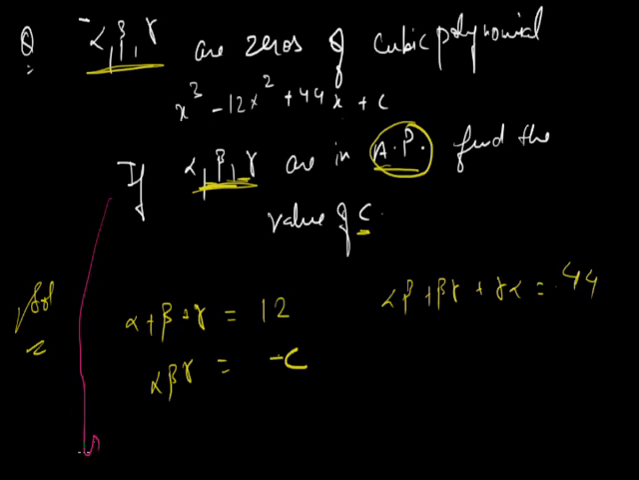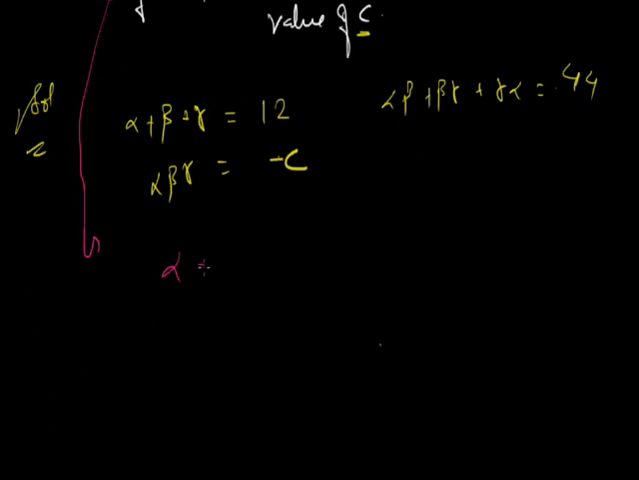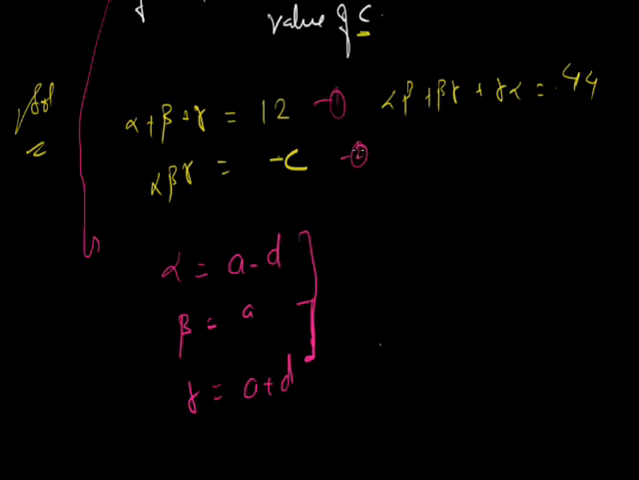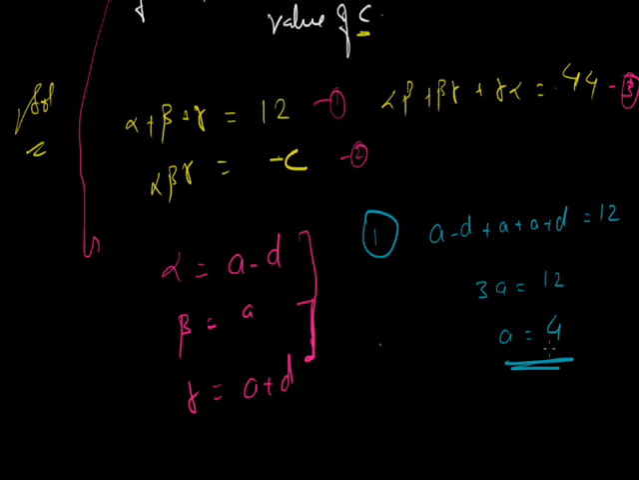AP means that they have a common difference. Let me assume that alpha be a minus d, beta be a, and gamma be a plus d. I have assumed this alpha, beta, gamma. Now first, applying the first equation, alpha plus beta plus gamma means a minus d plus a plus a plus d is 12. That means 3 times of a is 12, a is 4. This is one thing we got, right?